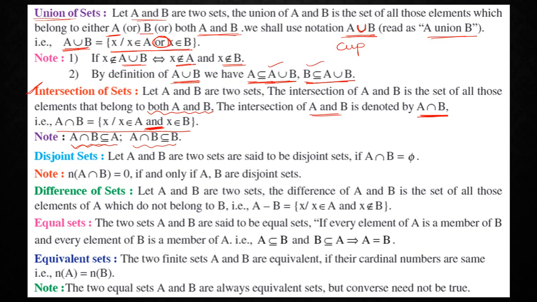Next, moving on to disjoint sets. What is meant by disjoint sets? If you consider two sets such that there is no intersection part, or if there are no common elements in the given sets, then such sets are called disjoint sets.